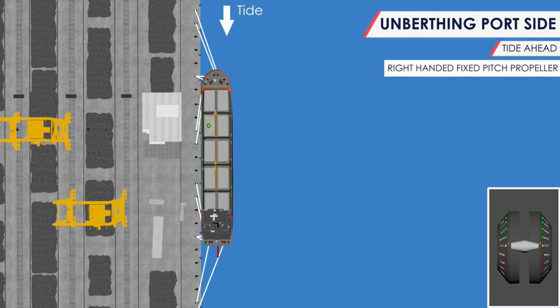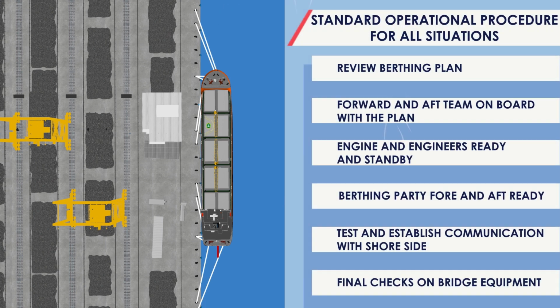Unberthing port side to with tide ahead and no wind. The trick here is to clear the berth by allowing the wedge of water to flow between the dock wall and the ship's side, so forcing the vessel off the berth.